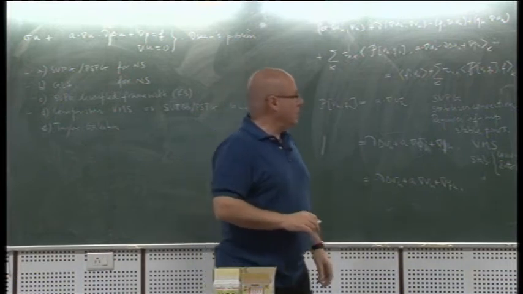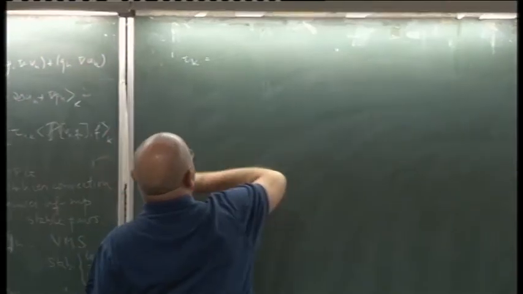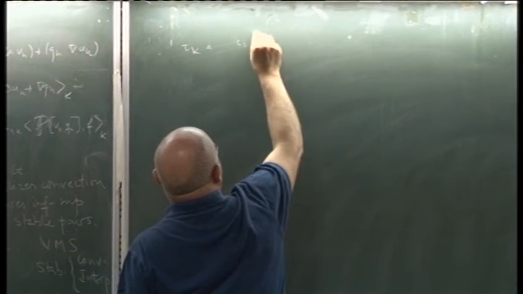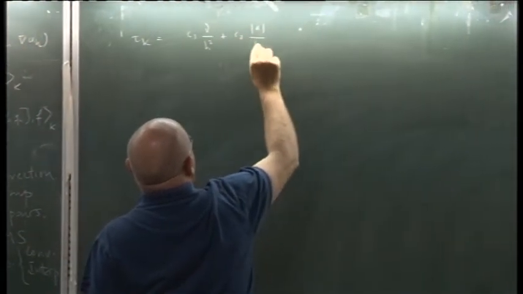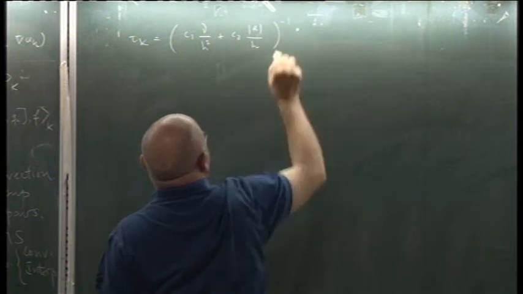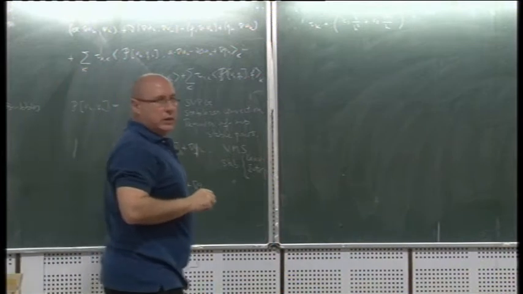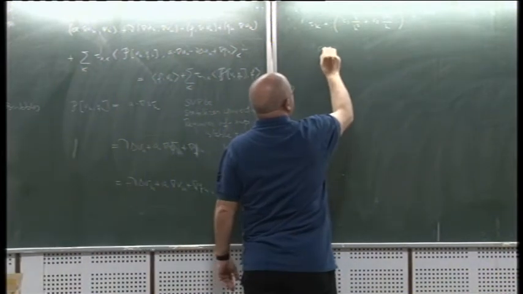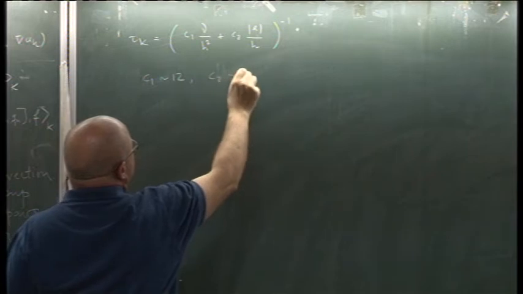By the way, which is the expression of that tau k? That tau k is C1 viscosity over h squared plus C2 norm of a over h, all to the power minus 1. Okay, that is the expression that this tau k has to follow. What do we take in practice that works well? C1 of the order of 12, 10, or whatever, and C2 of the order of 2. If you change it, nothing happens. Okay.